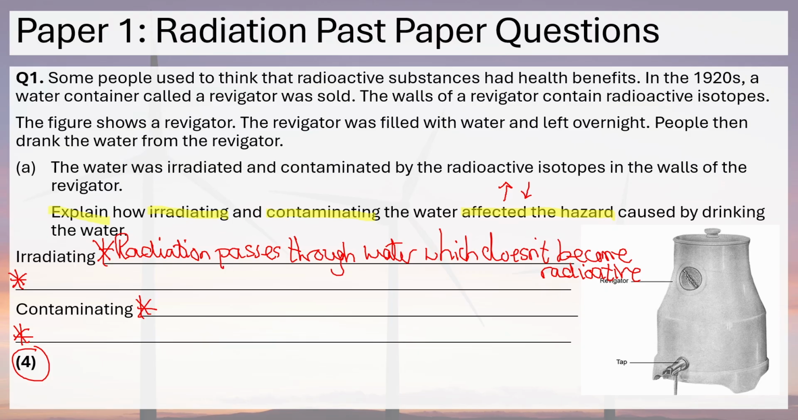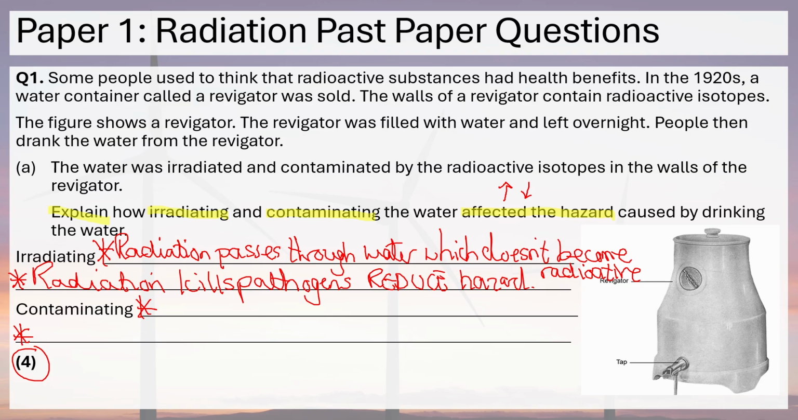Now that radiation can kill pathogens, which is obviously going to reduce the hazard associated with the water. So I've said how it affects it, it reduces the hazard, and why, as it passes through, it kills pathogens.